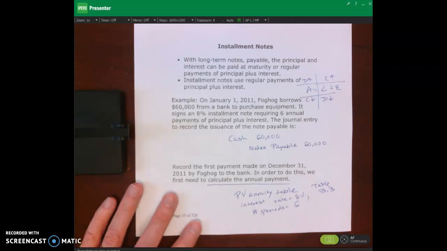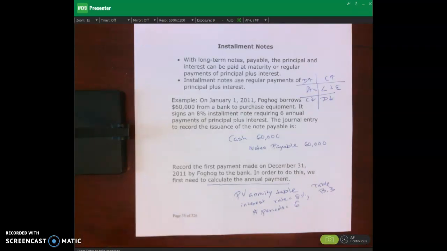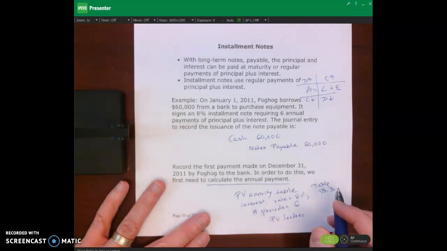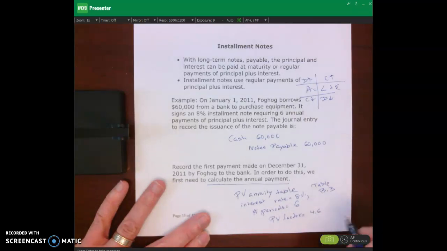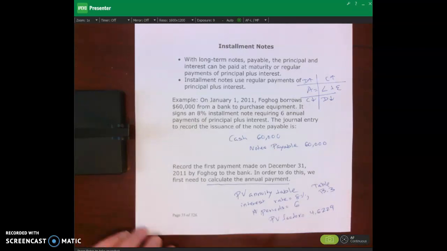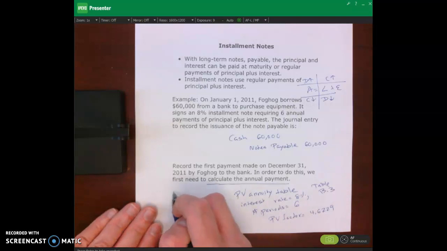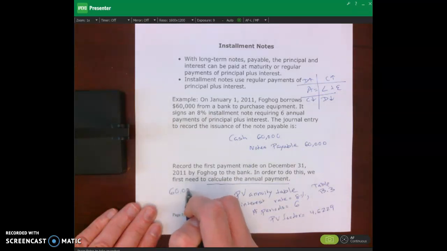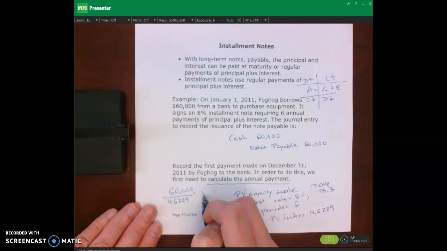And that is table B.3 in your textbook. So if you look in table B.3 in appendix B, interest rate equals 8%, the number of periods equals 6, you will get the factor from the present value of an annuity table. And that factor, the PV factor, when you look that up, is equal to 4.6229. Okay? So then in order to figure out my payment, I'm going to take my loan amount divided by my factor, and then that equals my payment.